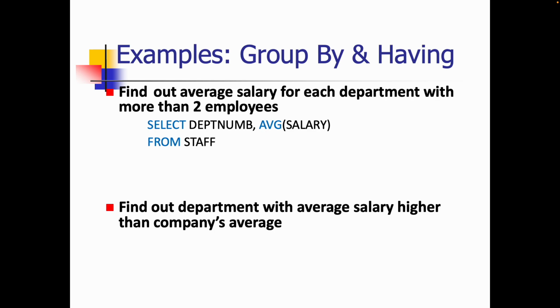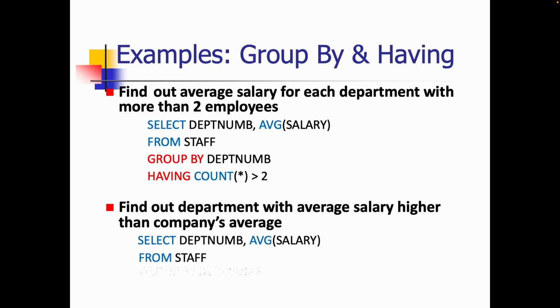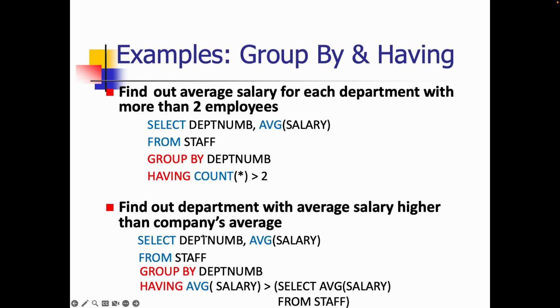I will show you later. I don't want to exit the PowerPoint now. So in that case, you didn't need to do what we do here. So we only write, for example, select department number, average salary from staff, group by department number. So up to this part, we get the average salary for each department, right?